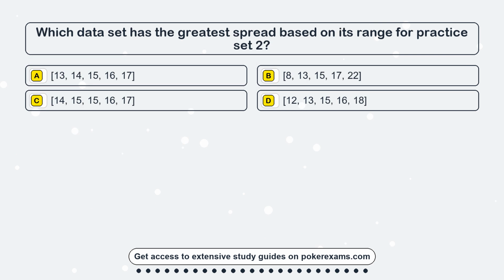Question 21. Which data set has the greatest spread based on its range for practice set 2? Option A 13, 14, 15, 16, 17. Option B 8, 13, 15, 17, 22. Option C 14, 15, 15, 16, 17. Option D 12, 13, 15, 16, 18.